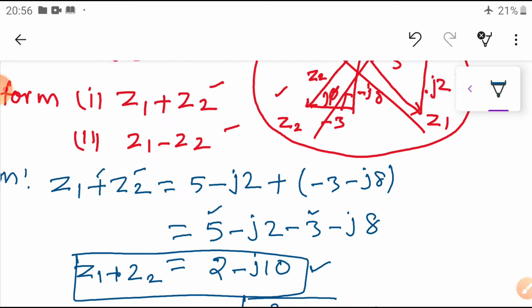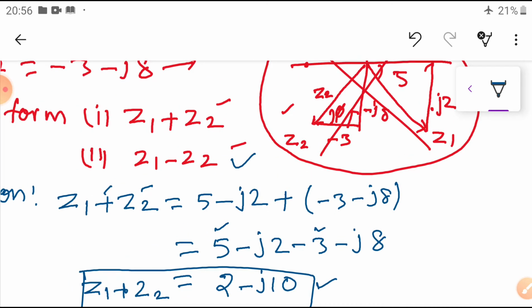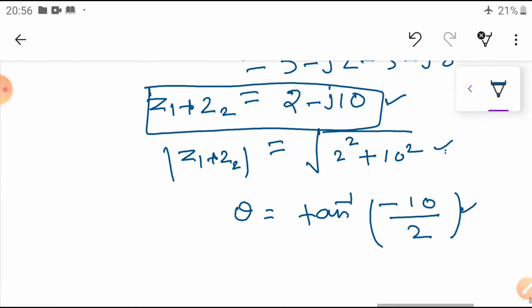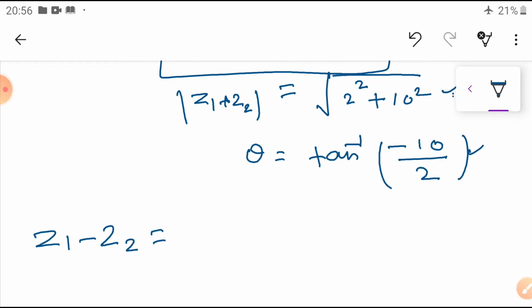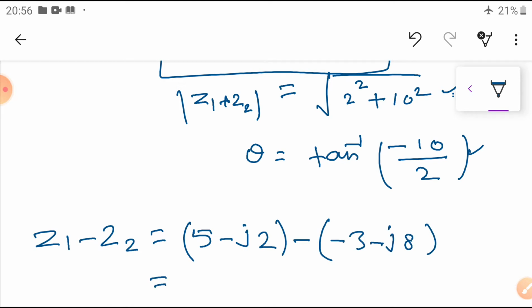Now, second, what is this one? Instead of plus, you keep minus. So, Z1 minus Z2. What is the Z1? The value is 5 minus j of 2. Okay. This is Z1 minus, bracket, what is the Z2? Minus 3 minus j of 8. Then simply 5 minus j of 2, plus 3 plus j of 8.